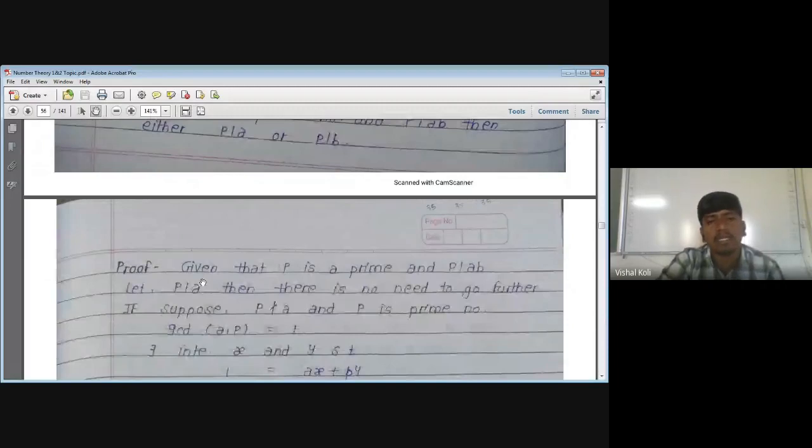If possible, suppose that P does not divide A. As P does not divide A and P is a prime number, then GCD of integer A with P must be equal to 1. Since P does not divide A, it implies that A is not a multiple of P. There is only one possibility, whether A divides P or not. If A divides P for prime P, then A is either 1 or P. But as P does not divide A, A is not equal to P. Then there is only one possibility, A equal to 1. If A equals 1, then also GCD of A and P will be equal to 1. Therefore, as P does not divide A, GCD of A and P is 1.